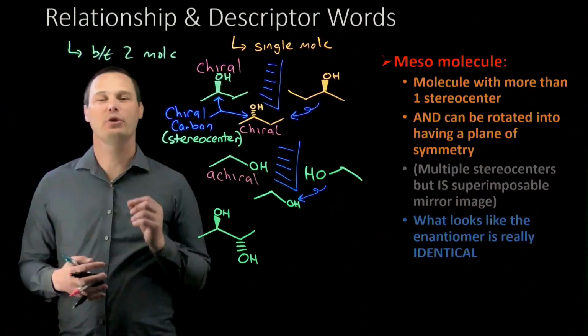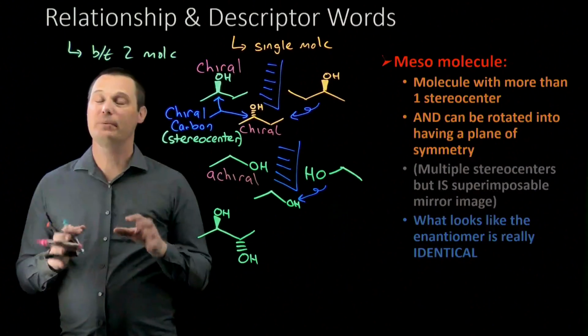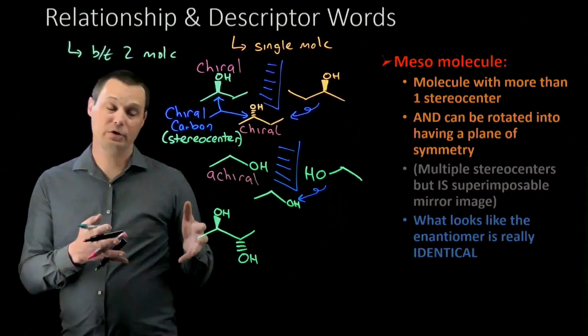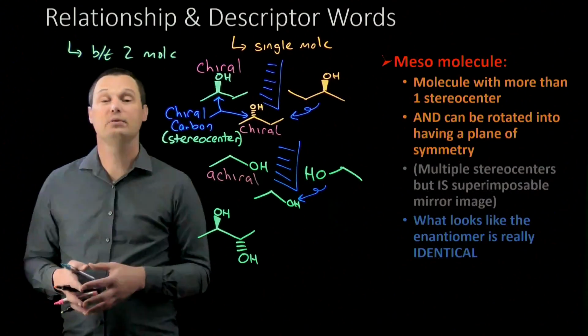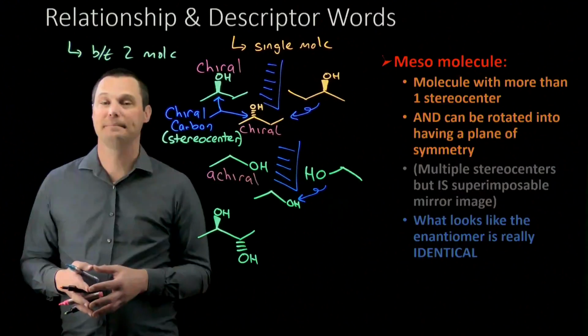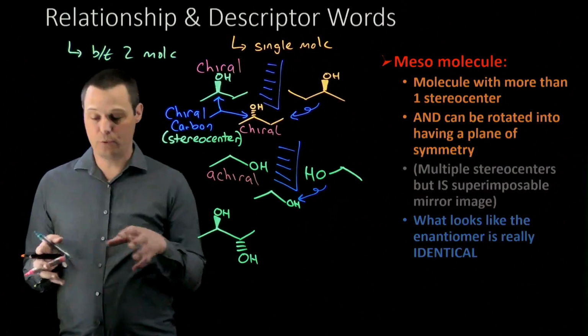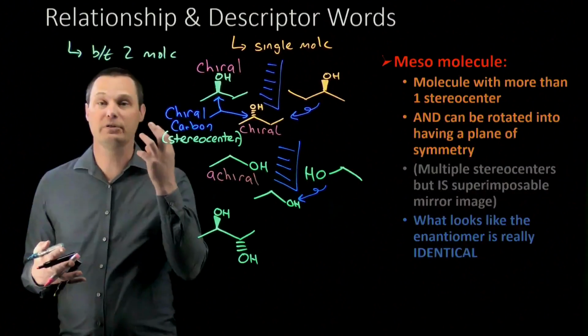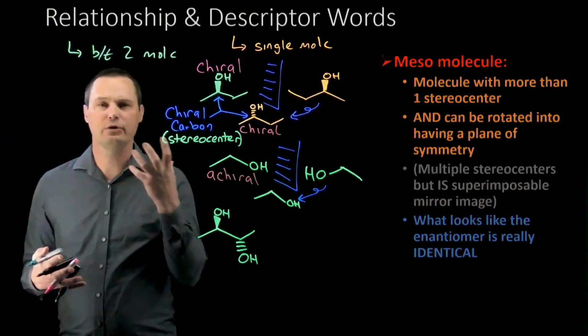Our last descriptor word is a meso molecule. Meso is by far the most confused descriptor word in the entire course. It's also the descriptor word that students most commonly try to use as a relationship word inappropriately. You can't call the relationship between 2 molecules meso. That's an inappropriate use of the term. That would be like saying you have 2 meso noses on your face. You can't have 2 noses on your face.